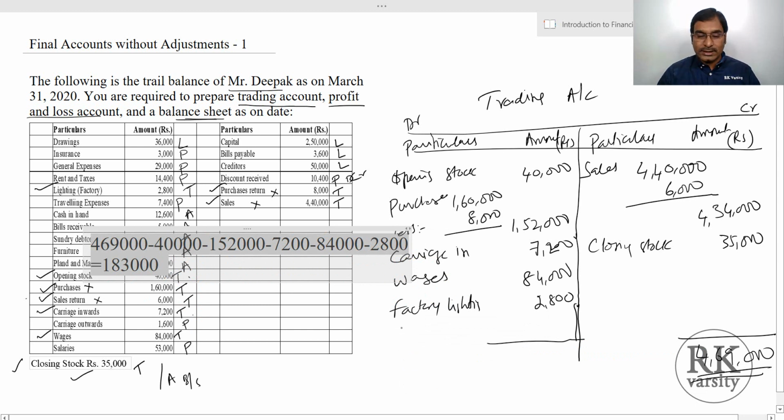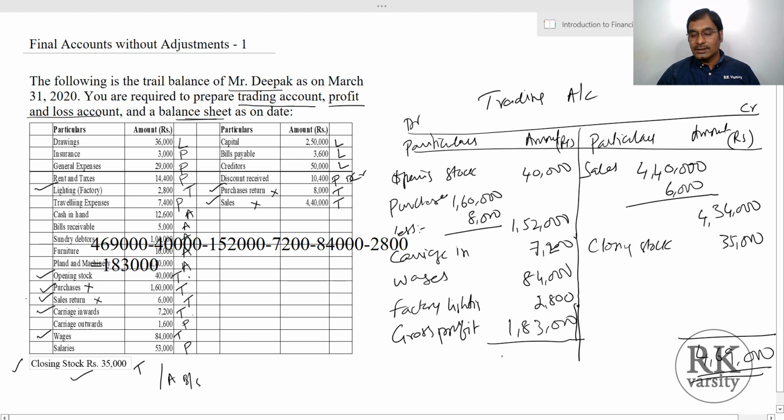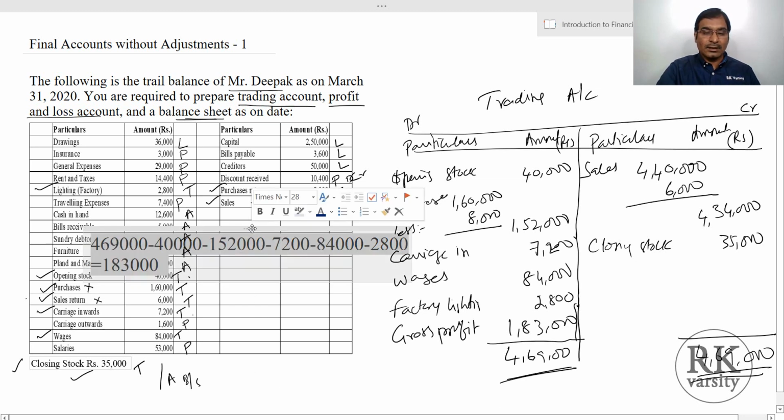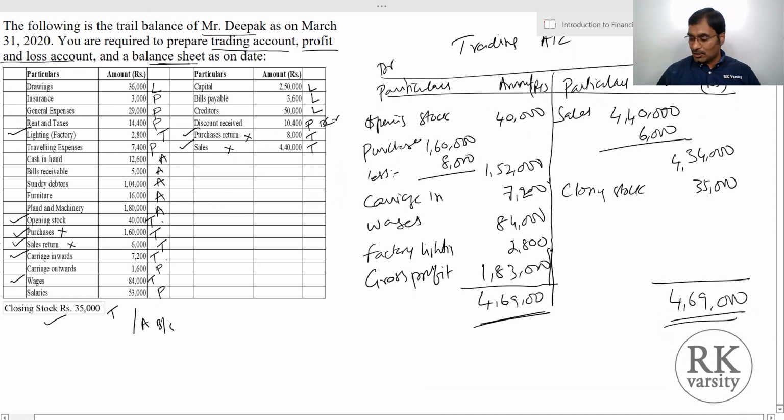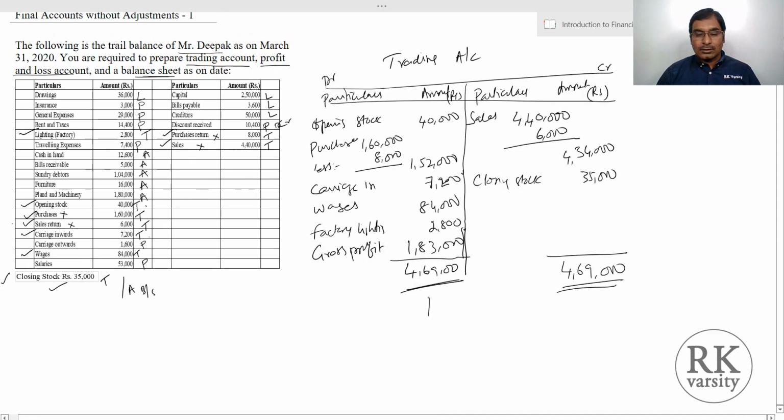So we'll write here as a gross profit 1,83,000, and we balance this account saying that 4,69,000. Now once we are done with our calculation of a trading account, then we move to the profit and loss account. So here we'll write profit and loss account.